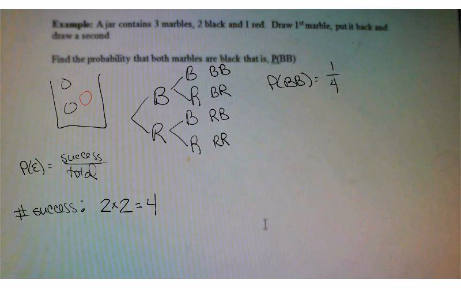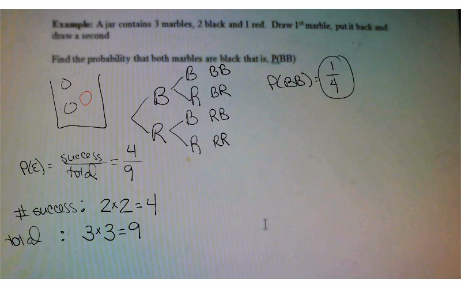Now, as far as total possible outcomes go, the total possibilities for the first pick are 3. The total possibilities for the second pick, 3. Since we need the first and second pick together, that's what constitutes our final outcome. We multiply, and we see that we have 9 total outcomes. Expressing this as a ratio of success to total indicates that our probability of getting 2 black marbles is 4/9. That's quite different than our 1/4 probability found from the tree diagram.